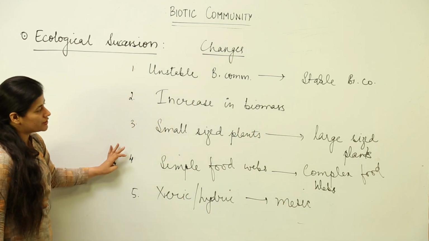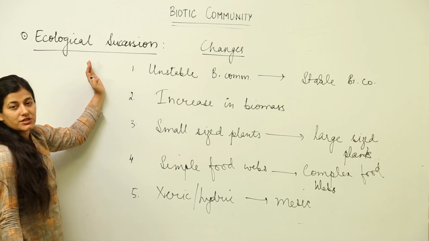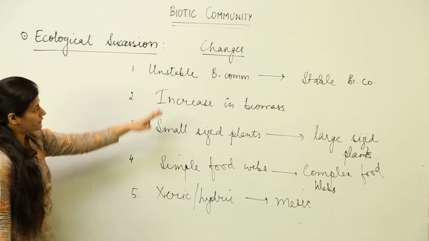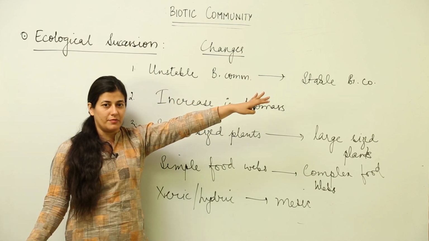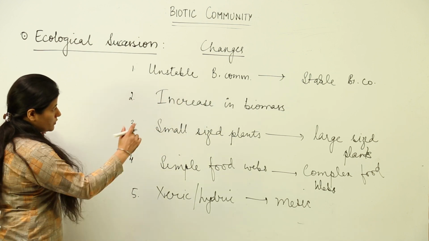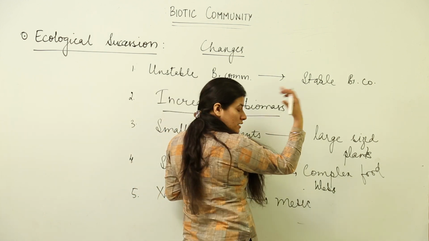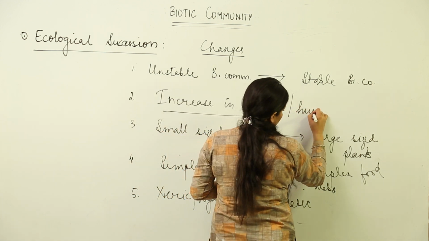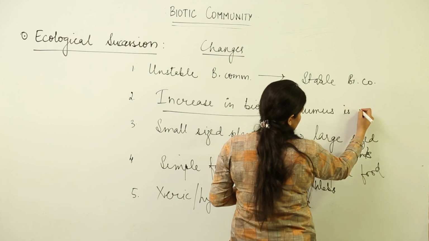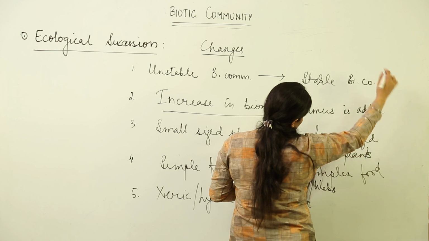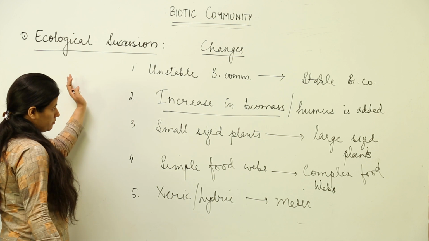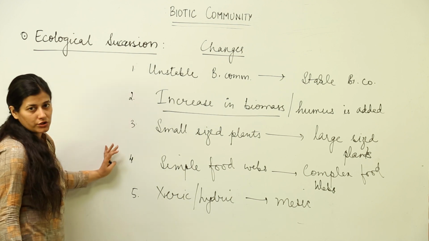So, these are the changes which take place when a biotic succession is undergoing. Okay? This is what you have to learn. Unstable biotic communities are being replaced by stable biotic communities over time. There is a huge increase in biomass. Also, when we study the increase in biomass, please keep in mind that lots and lots of humus is added to the soil and humification is being undertaken. So, the soil becomes rich in humus as well. This is about the changes.